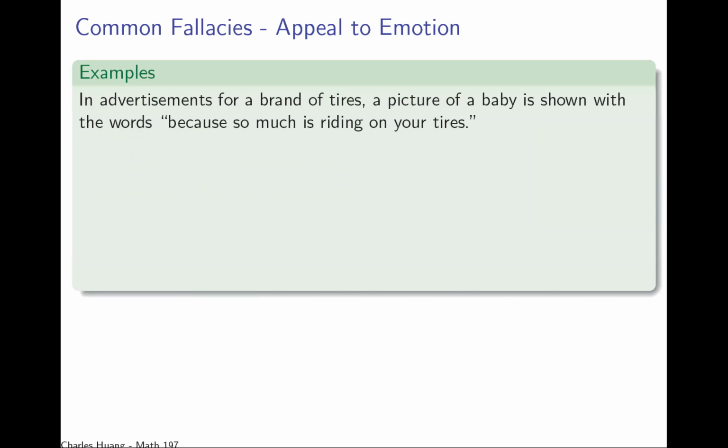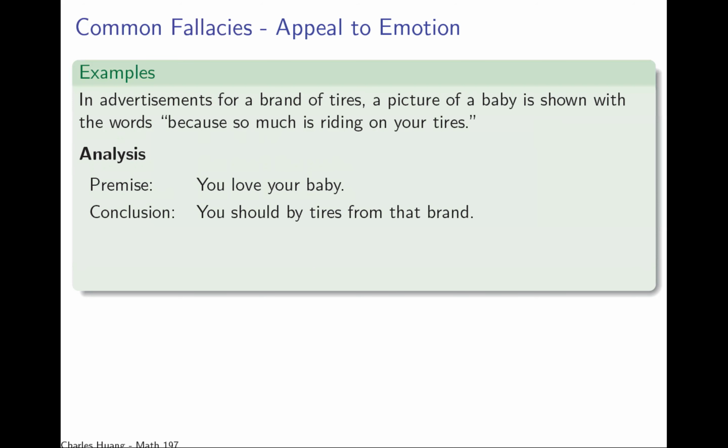The next fallacy that we'll talk about is called appeal to emotion. We'll notice that in advertisements, often we'll see a picture of a baby or a video of a baby. In this particular example, we have an advertisement for tires. The advertisement has a baby on it saying, because there's so much riding on your tire. And here, the conclusion is sort of subtle. The conclusion that we're trying to reach here is that you should buy tires from that brand.